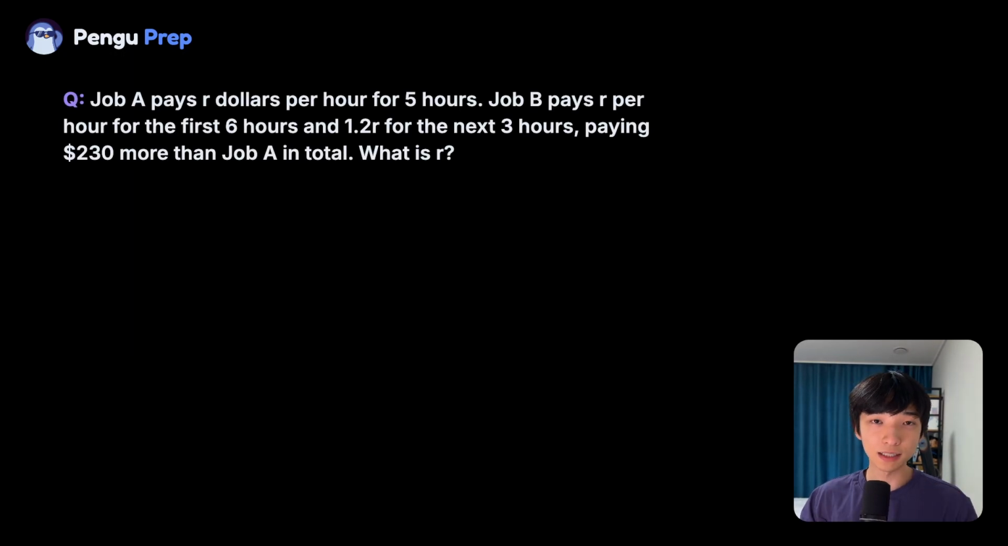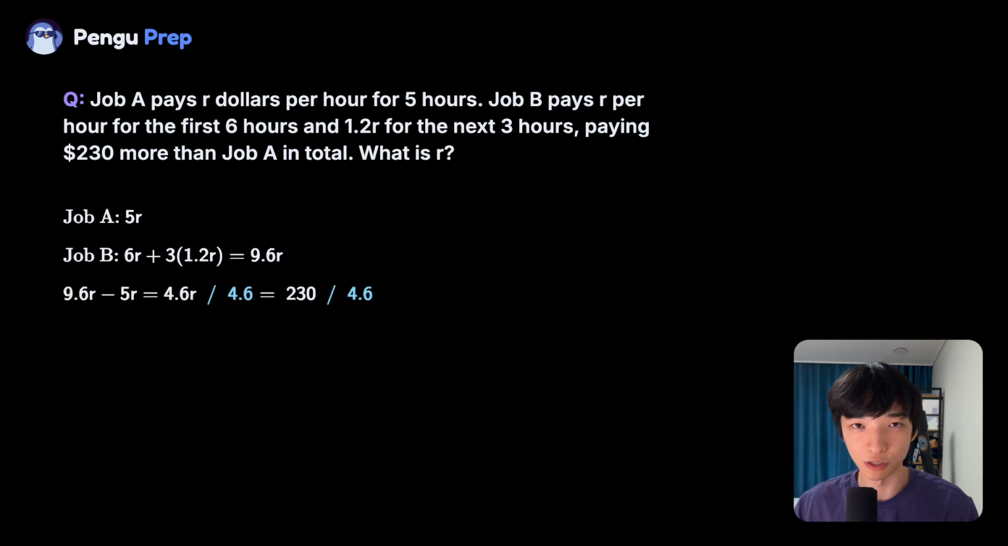Here's the last problem. Pause the video, solve it first, and then check the answers. I'm not going to be explaining this one because it's pretty self-explanatory. That's it for the second part of word problems for linear equations in one variable.